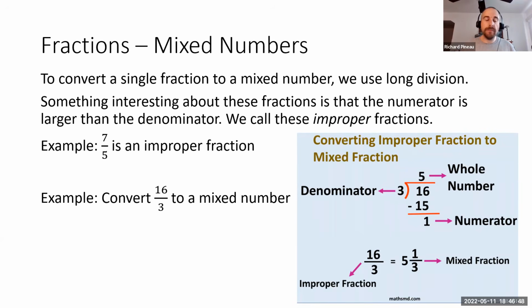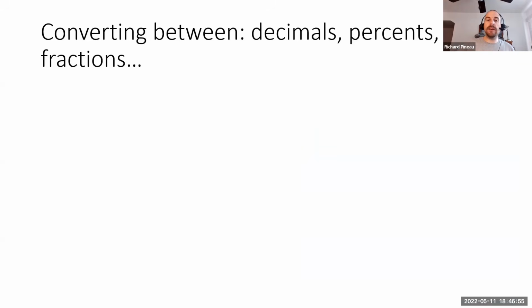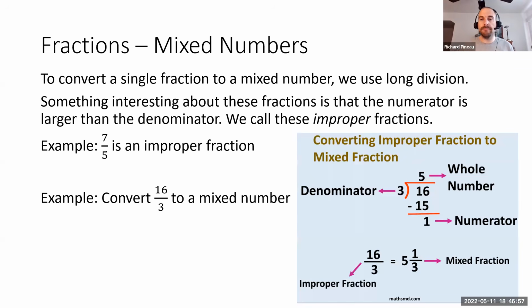Or integer. The remainder becomes the numerator, and the divisor, that 3, becomes the denominator. So 16/3 becomes 5 1/3. The 5, the quotient, becomes the whole number. The numerator is the remainder of 1, and the divisor, being 3, is the denominator. So that's how we convert. We have to use long division in that process.